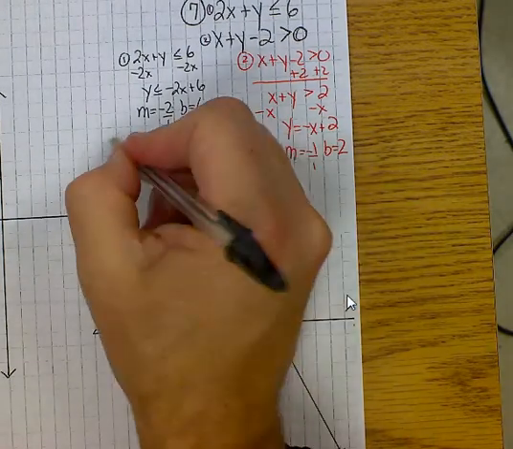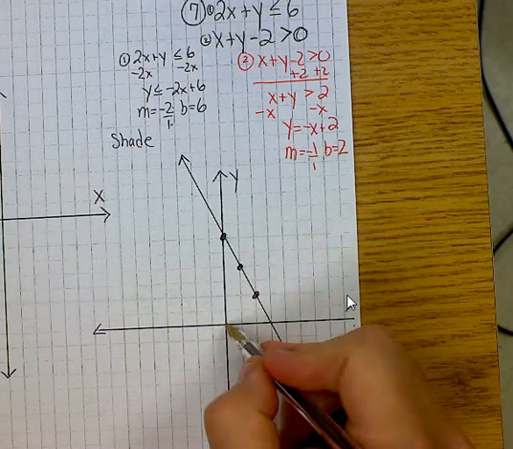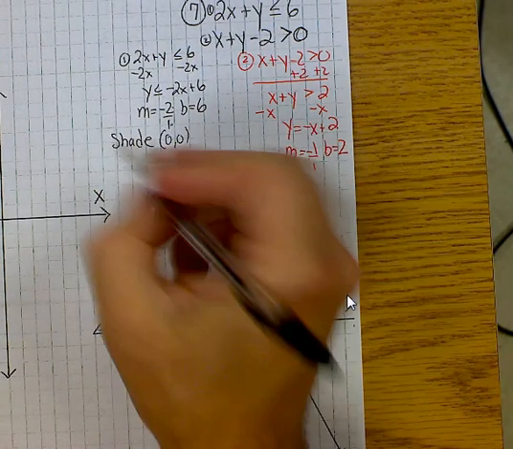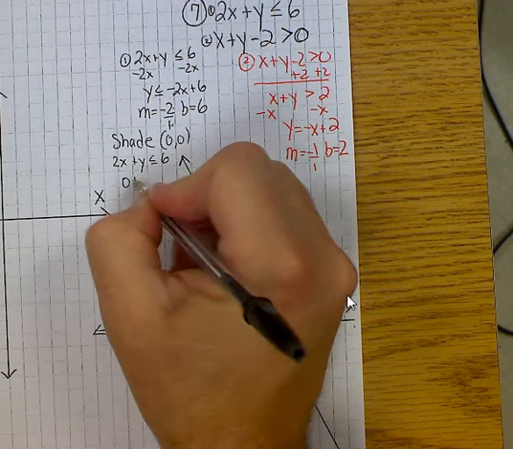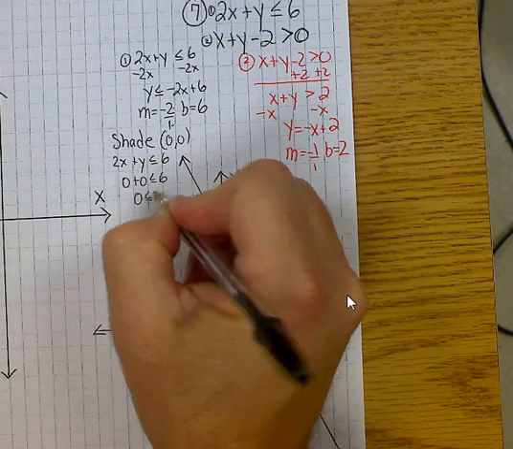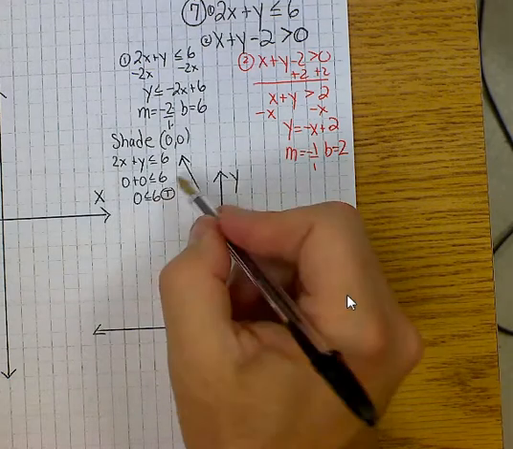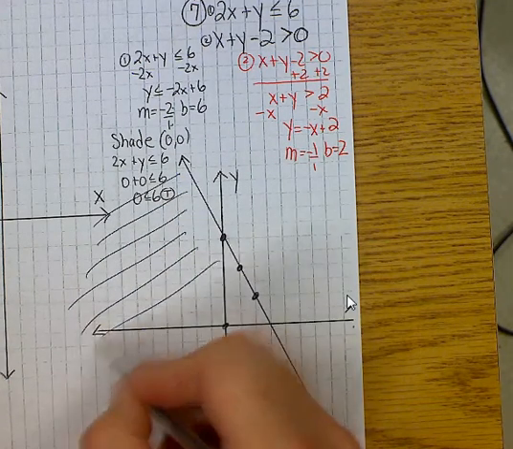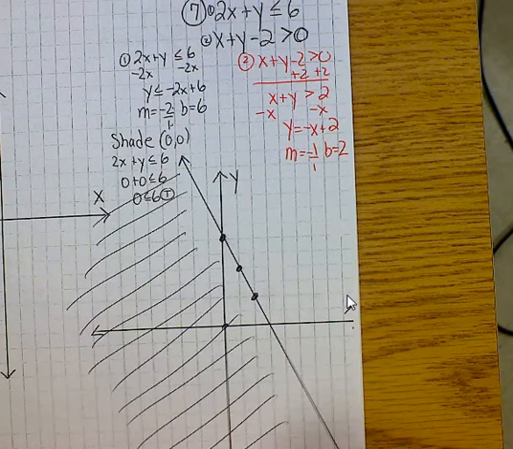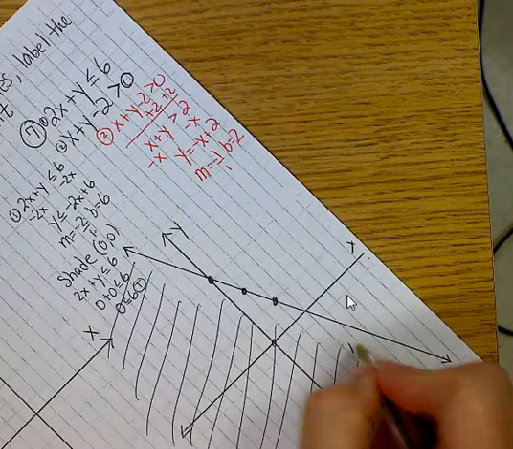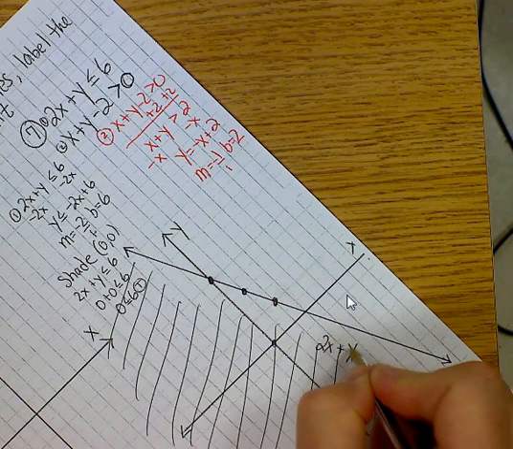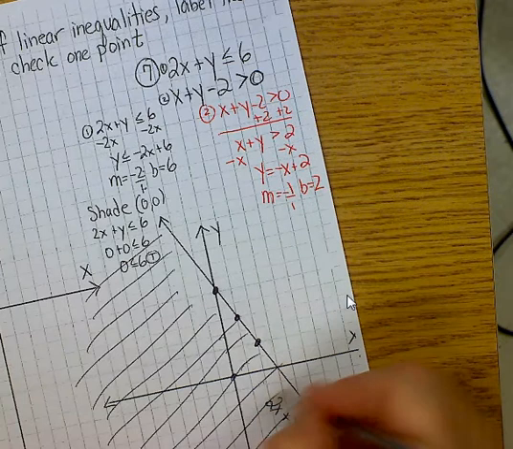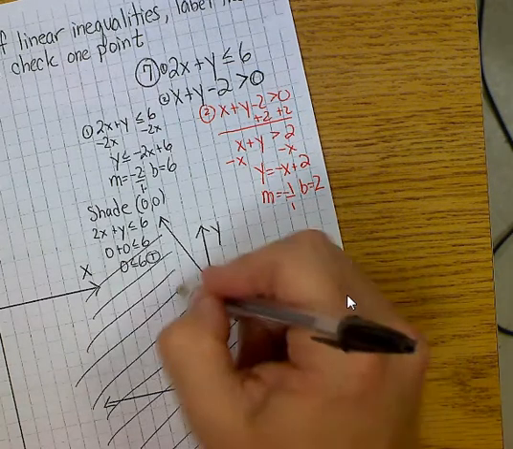And now I need to go through the shading process. So shade, 0, 0 is always a great point to pick. It's definitely on one side of the line. My original equation, 2x plus y is less than or equal to 6. 0 plus 0 is less than or equal to 6. Is 0 less than or equal to 6? And the answer is yes. So that's true. So I'm going to shade the half of the line that 0, 0 came from. That's this half here. I'm going to write my solution set: 2x plus y, always the original, less than or equal to 6. And remember, all these lines are supposed to go right up to your graph line.